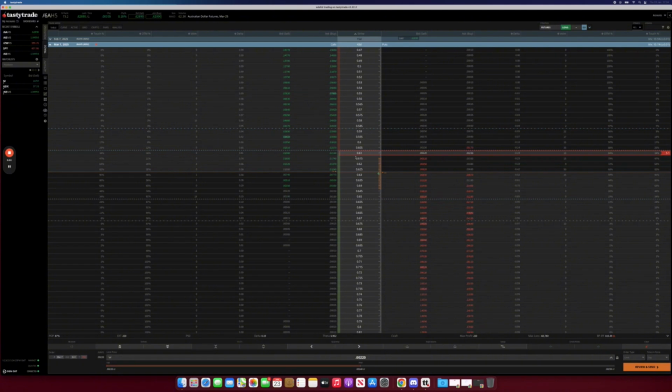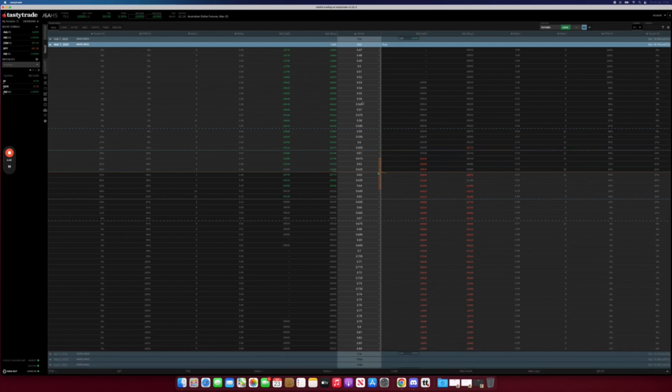With that in mind, the further out we go, the higher our probability of success will be. However, the less premium we will collect, and the lower our return on capital will be. So we want to have a high probability of success, but we also want to balance that with a high return on capital. So how do we know where to sell our contracts? Well, the first thing that we're going to use is this expected move indicator.